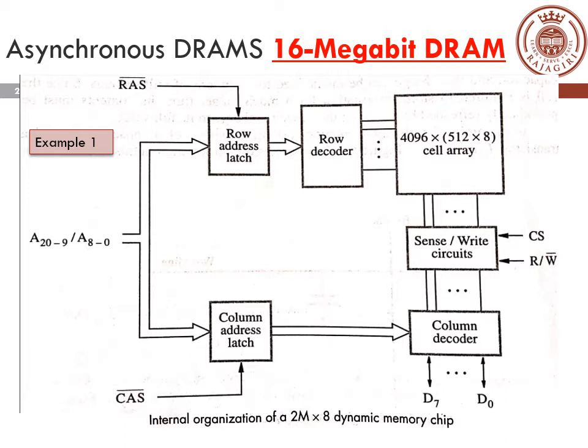And you can see at the bottom of the column decoder you are having D7 to D0. That's the place from where you will be reading the data. You will be getting the read data as well as giving the data that has to be written to the memory. Now in this example we are using a 16 megabit DRAM, and let's see how to construct this particular cell array.